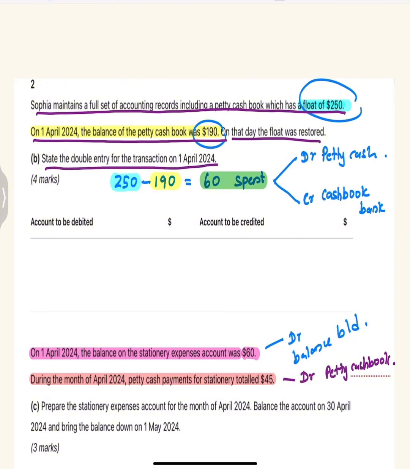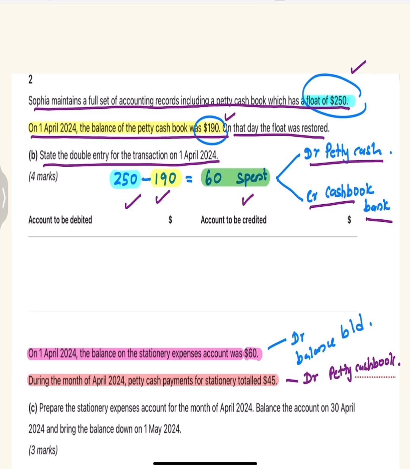State the double entry for the transaction of 1st April 2024. Float is 250, and the balance at the end of the month is 190, therefore Sophia has spent $60. This should be debited to the petty cash book and credited to the cash book. Therefore, account to be debited: petty cash book. Account to be credited: cash book, cash or bank column.